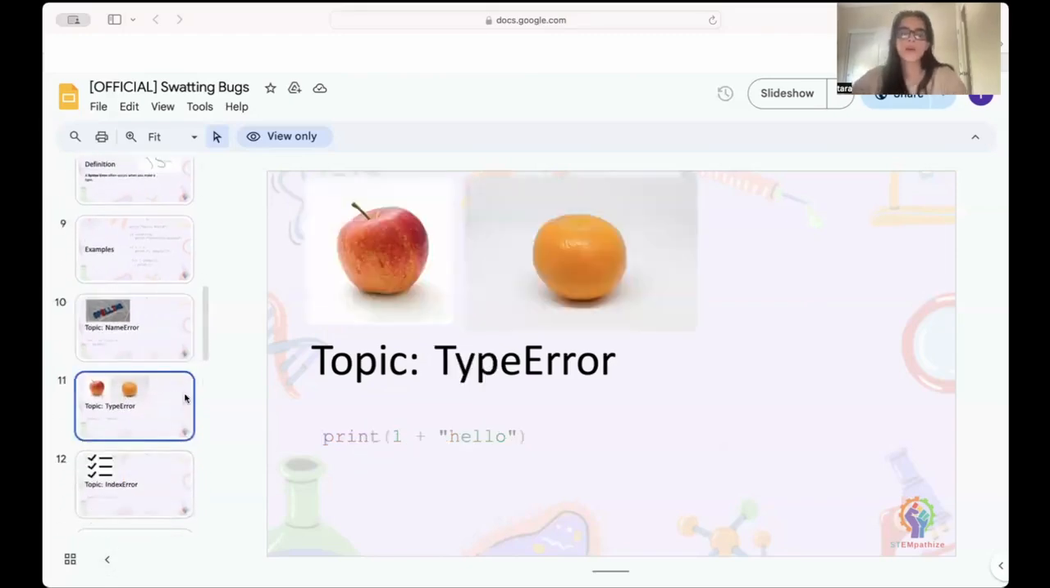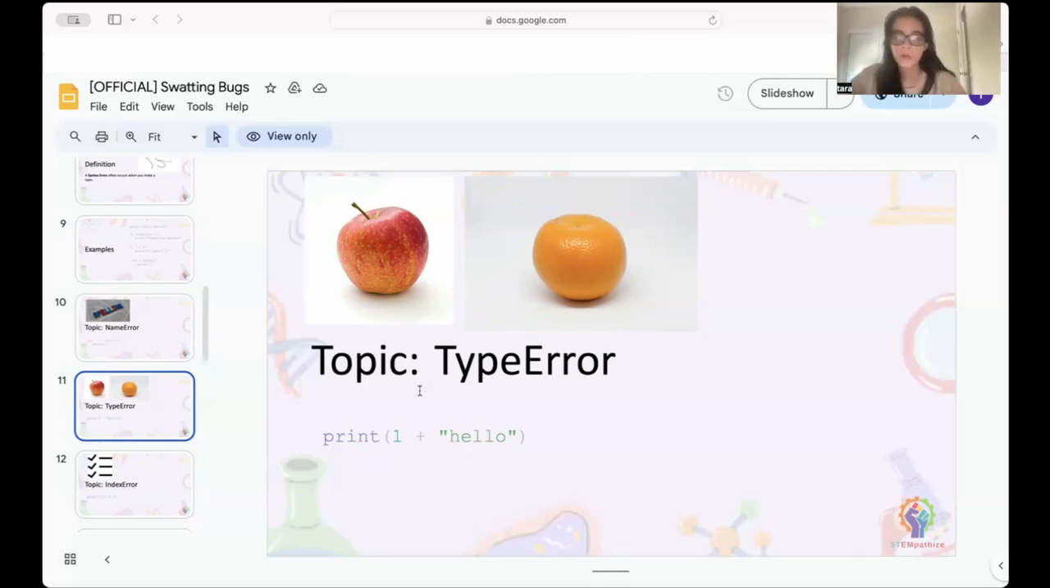Okay, and now we've got type error. This is a very interesting example. You can see over here we have apples, we have oranges, right? A lot of people say you can't compare apples and oranges. They're both fruit, but they're different types of fruit. And this is exactly how we want to think about it. In case you forgot, we have different types of things in computer science. We have integers, we have floats, we have words or strings.